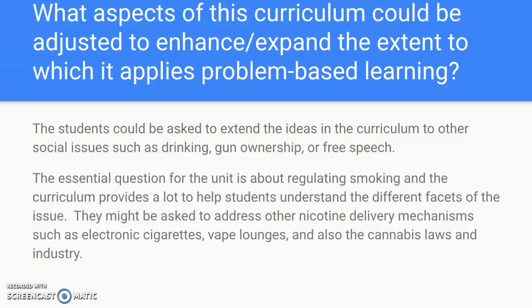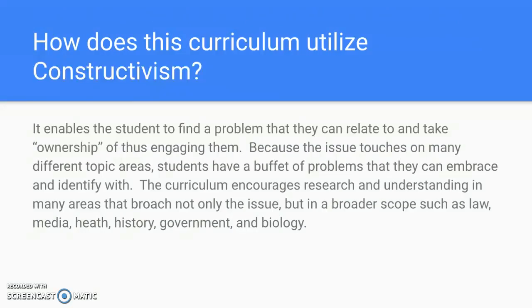So, yeah. How does the curriculum utilize constructivism? Well, I think that it enables the student to find the problem that they can relate to and take ownership of it, and thus engaging them a little bit more. Like I said, because the issue touches on so many different topic areas, students have a buffet of problems that they can embrace and identify with.